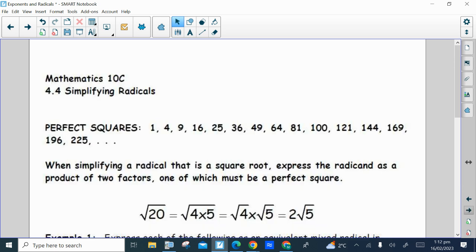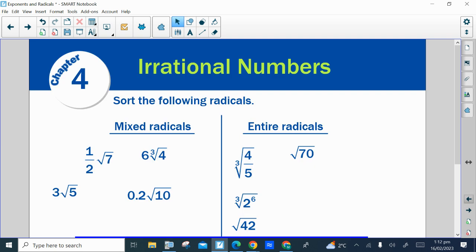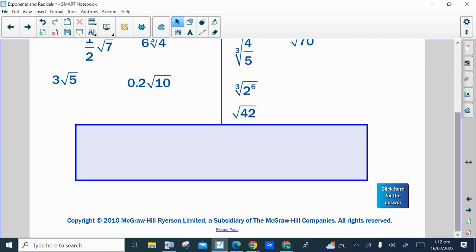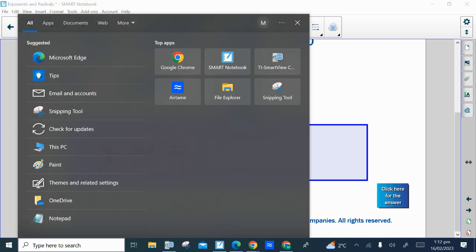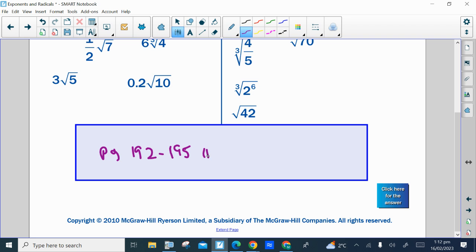Okay? All right. We're going to stop there. We're going to do some more of this tomorrow. What you need to work on for practice will be page 192 to 195, questions 2, 4 through 6, 7A through C, 11, and 12. So just some things for practice.